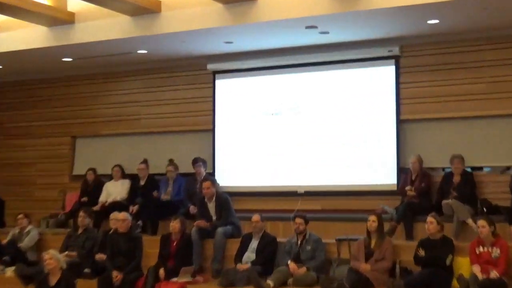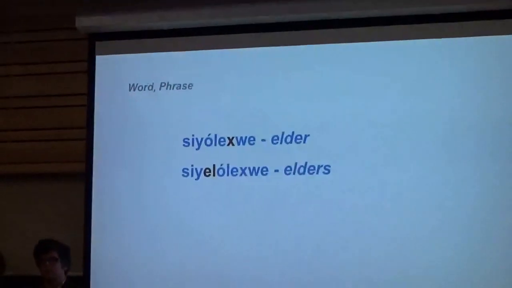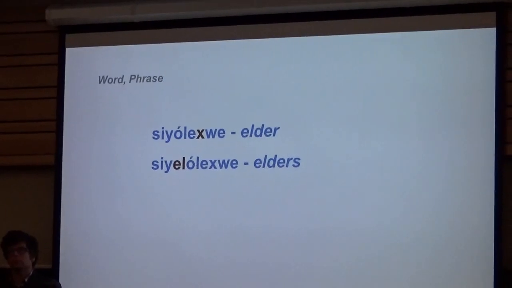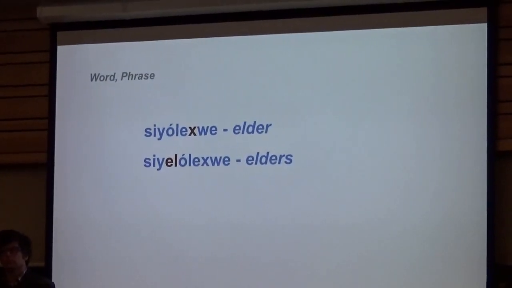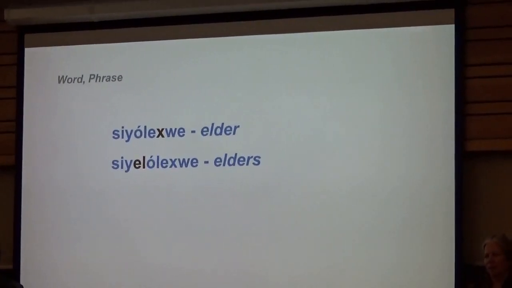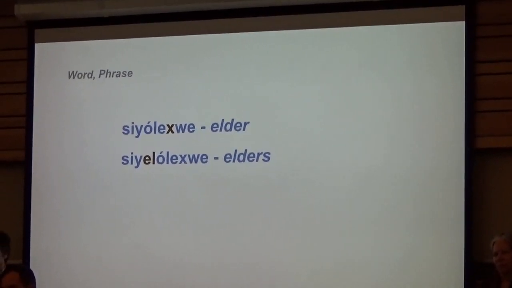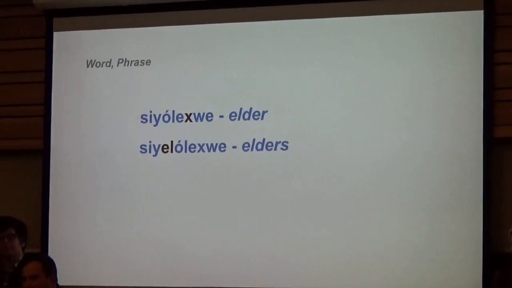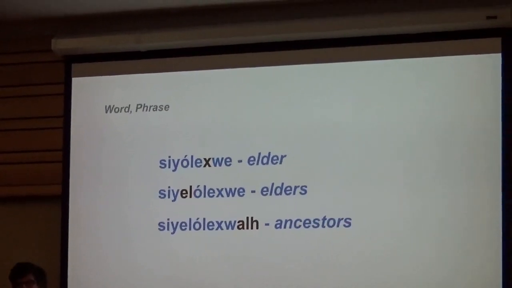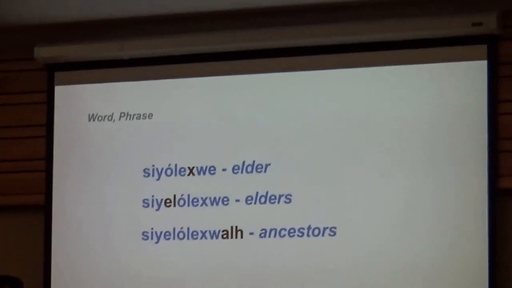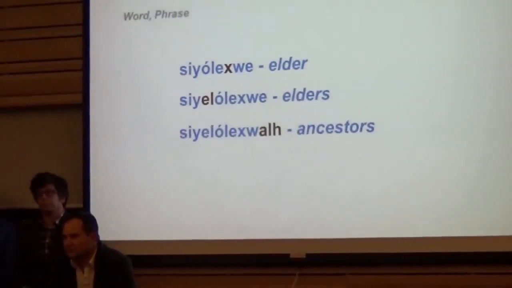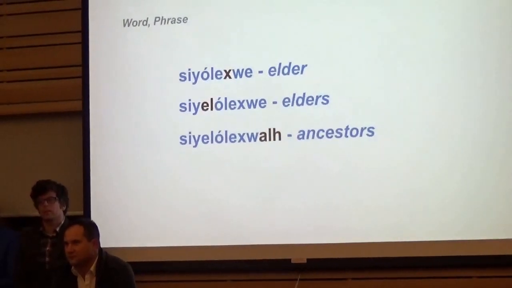Which means elder. The plural formation in Halkomelem is a little bit complicated. Sometimes it's done with some doubling, sometimes they don't use a special plural form, and sometimes you have like an L or an EL inserted into the word. So one of the plural forms for elders is Sealyalakwa. When somebody is deceased, you put an uth or an at on the end. So to talk about the ancestors, the deceased elders, you would talk about Sealyalakwal.